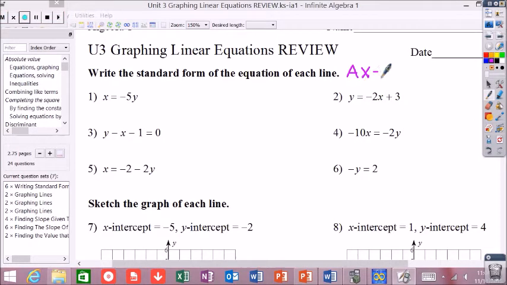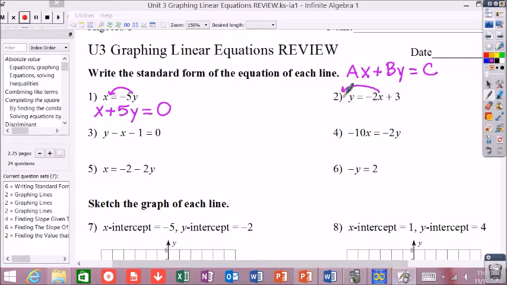Our first section starts out with standard form, which is ax plus by equals c. So what we're going to do is put each equation in standard form. For number 1, what we need to do is move the negative 5y term over to the left side of the equation. So the opposite of minus 5y is plus 5y. X plus 5y equals 0. That is in standard form.